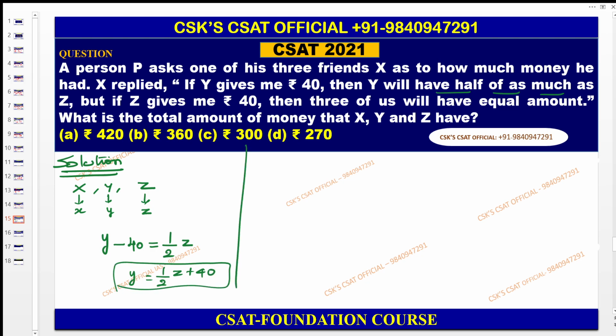Next, but if Z gives me 40, Z giving me 40, therefore Z's total also reduces. Then the three of us have the equal amount. The three of us, who are they? So who is having that 40? Z gives me 40.